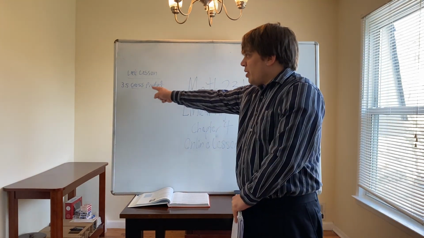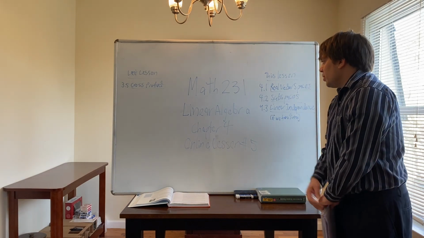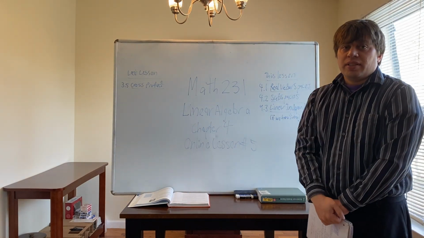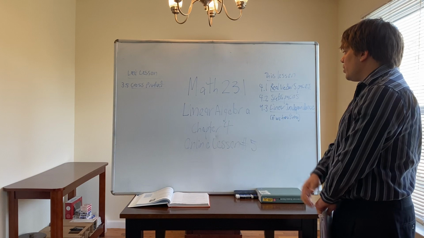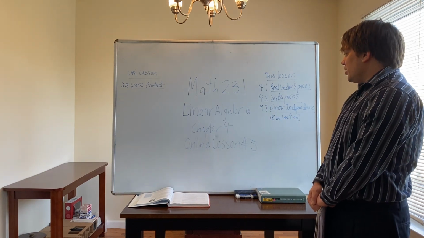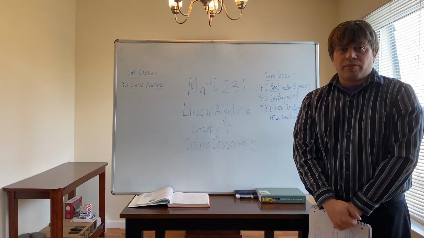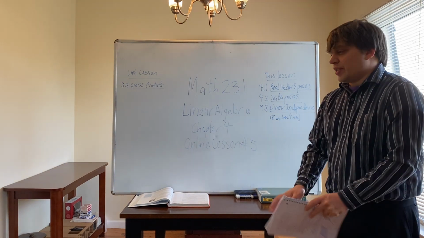Last lesson we talked about 3.5, the cross product, and this lesson we will talk about 4.1, real vector spaces, 4.2, subspaces, and if we have time, 4.3, linear independence. So we'll probably stop somewhere in 4.2. Okay, so let's get started.